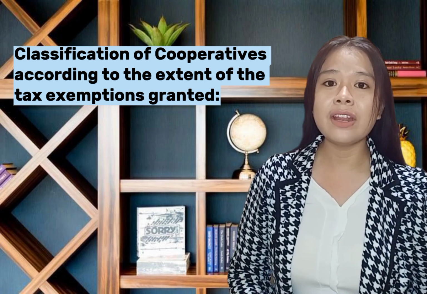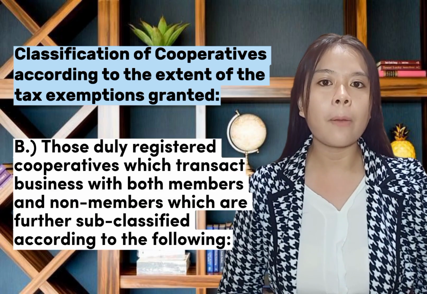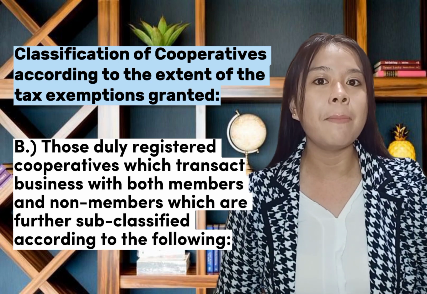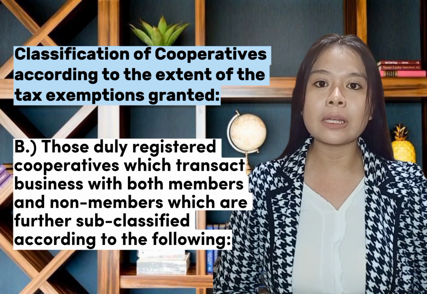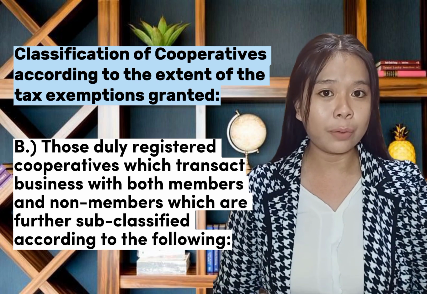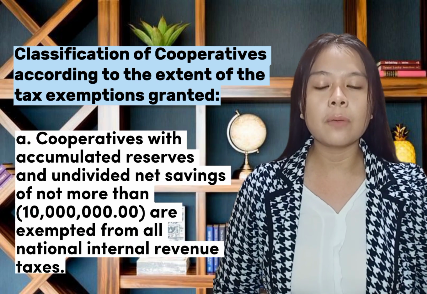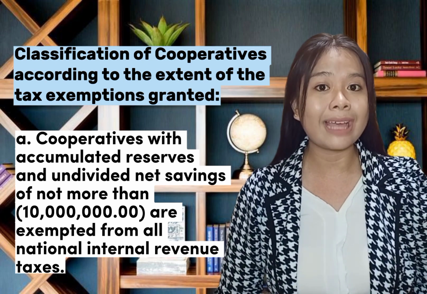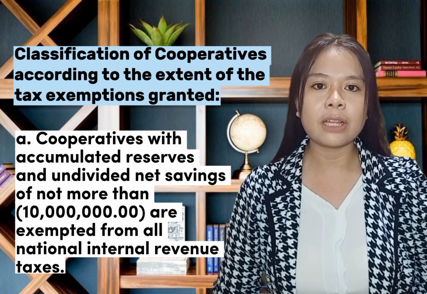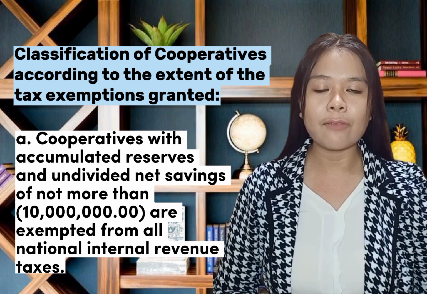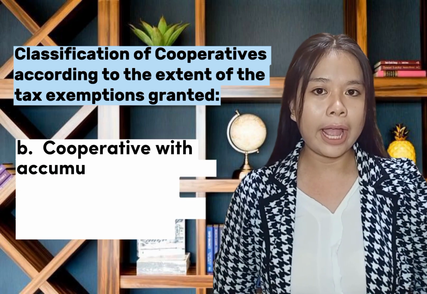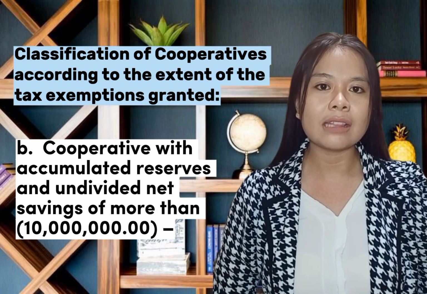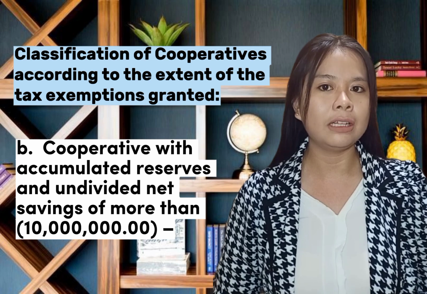The second one are those duly registered cooperatives which transact business with both members and non-members, which are further subclassified according to the following. Cooperatives with accumulated reserves and undivided net savings of not more than 10 million are exempted from all national internal revenue taxes. So letter A, cooperative with accumulated reserves and undivided net savings of more than 10 million.